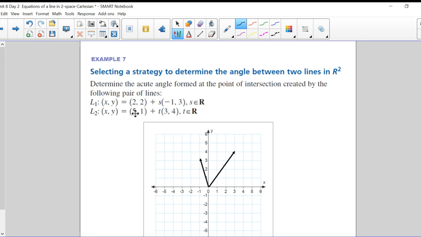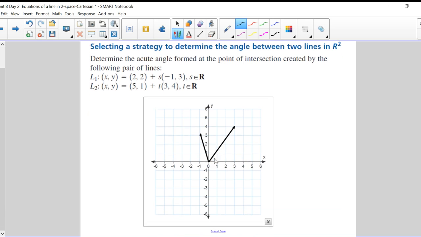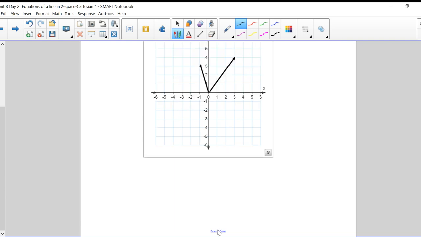The truth is that these points don't matter. The 2, 2, and the 5, 1, treat them as if they were both position vectors coming from the origin. And they're asking what is the angle that's formed between them? How would I find that angle? Okay, we won't necessarily get the angle, but how would I get the angle between these two vectors? Is there something that we learned already? We can use a dot product. We absolutely can use a dot product.